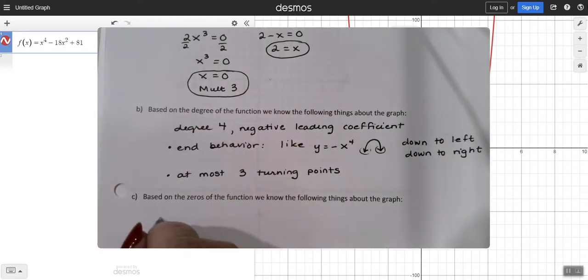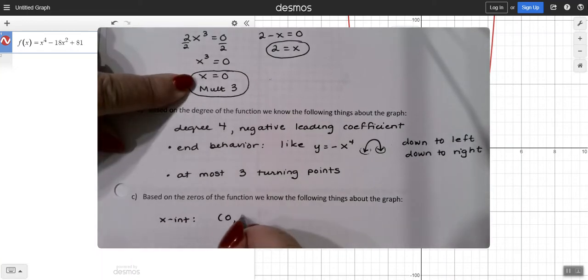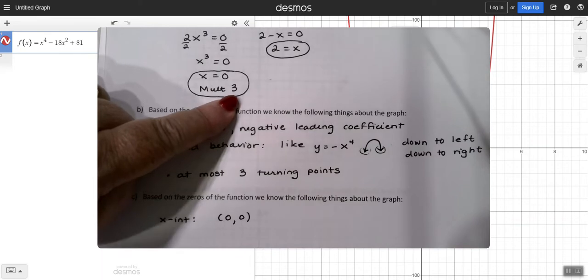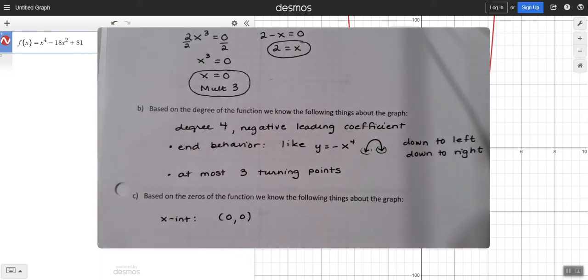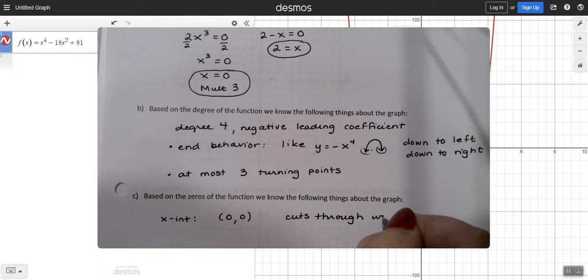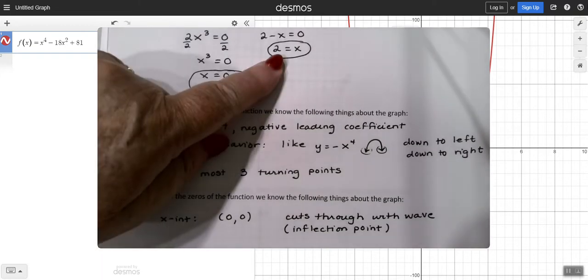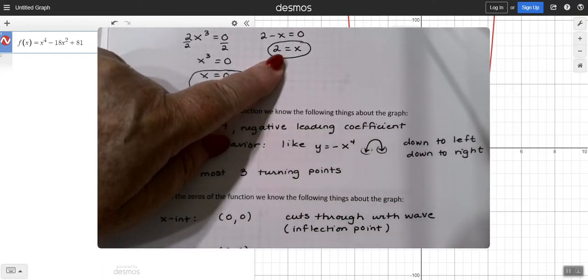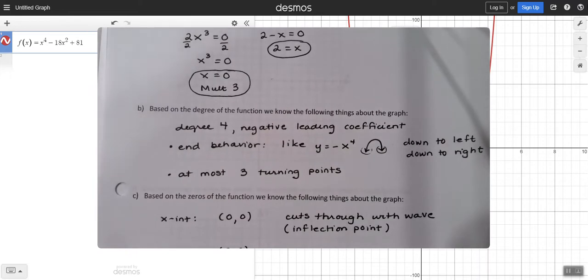Well, we're going to have an x-intercept at 0, 0. And because of the multiplicity of 3, it's going to go through with kind of a wave, right? Again, if you want to be a little bit more mathematical, we could say it's an inflection point. The other x-intercept is 2, 0.